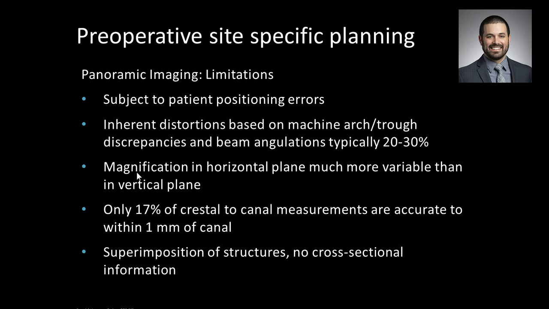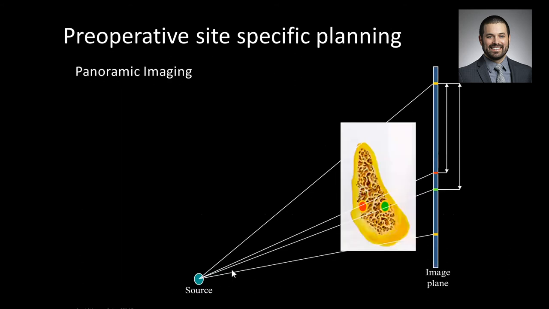Magnification in panoramic radiography is more variable in the horizontal plane than in the vertical plane. And so what I'm getting at here is all these factors mean that if we look at measurements from crest to canal on pans, only about 17% of them are accurate to within a millimeter. And of course, we're not getting any 3D information. There's superimposed structures. You can't tell what's going on in that third dimension.